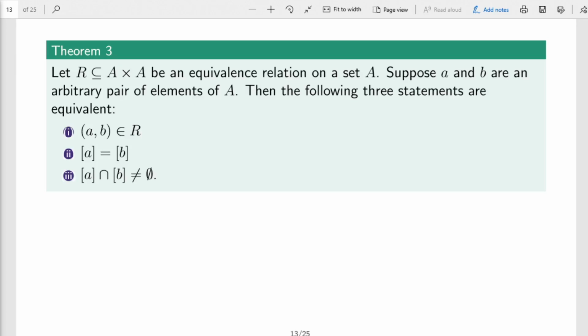We continue our discussion on equivalence classes, and we look now at one interesting property of equivalence classes with this theorem. Suppose R is a binary relation on A, and actually R is an equivalence relation on A, and let a and b be an arbitrary pair of elements of A, that is, a and b are in A. Now, then we have three statements.